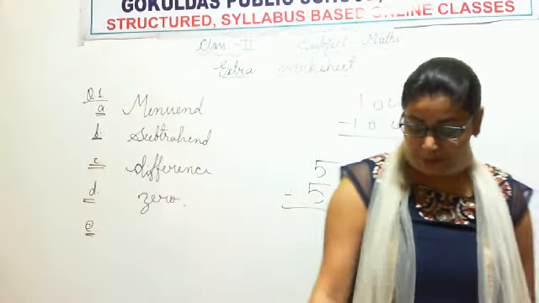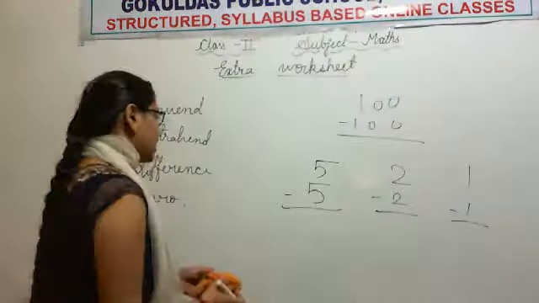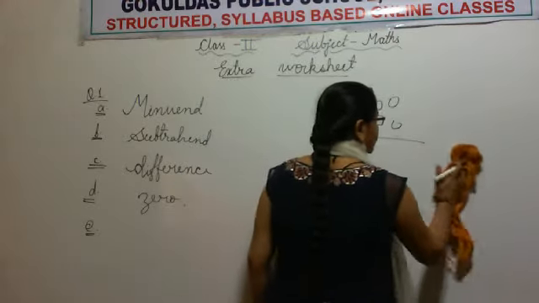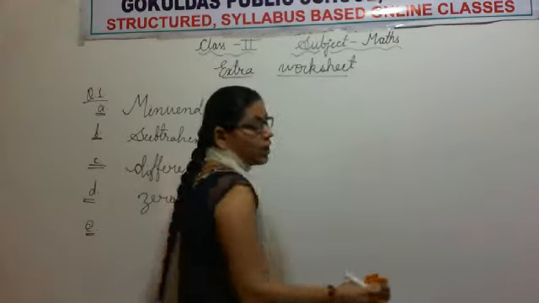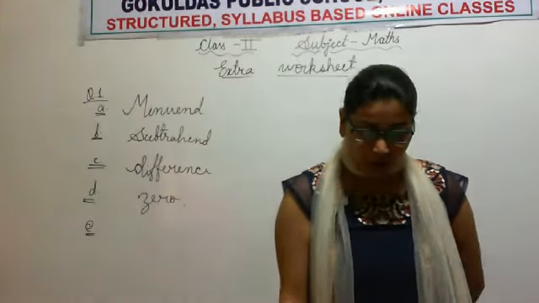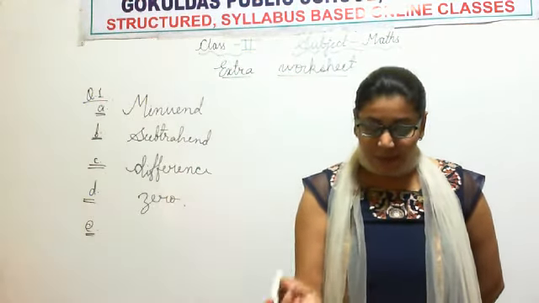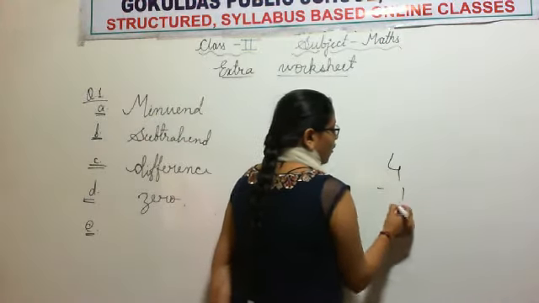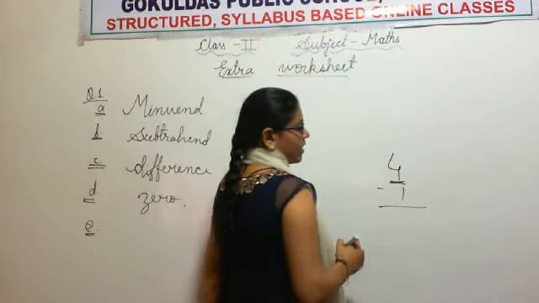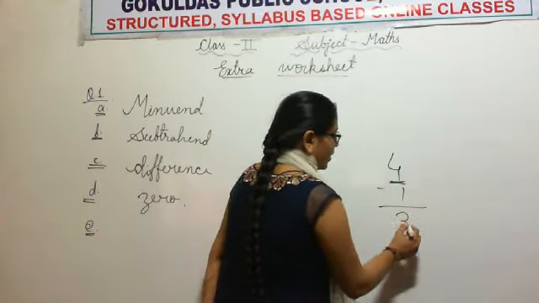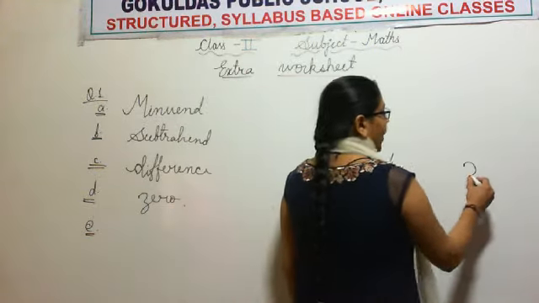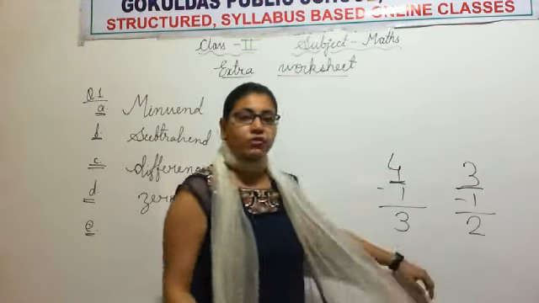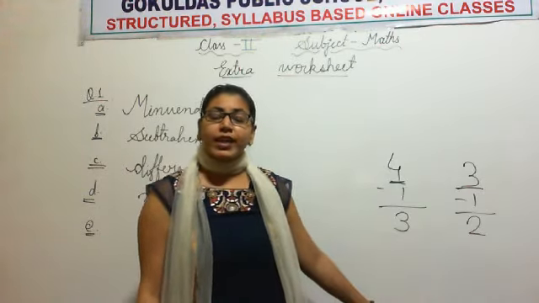Now, when 1 is subtracted from a number, this property we had also learned. 0 property and 1 property. Whenever 1 is subtracted from a number, the answer is the predecessor or previous number. If we subtract 1 from 4, what is the previous number of 4? It is 3. And if we subtract 1 from 3, what is the previous number of 3? That is 2. So we write 2. This is how we were doing it.